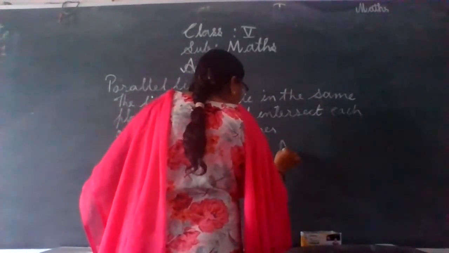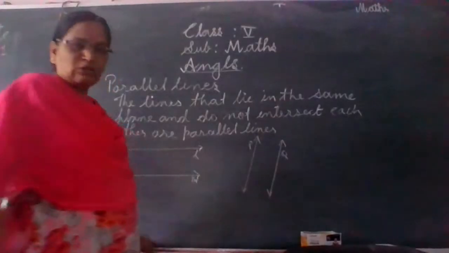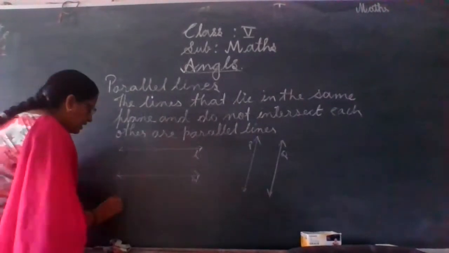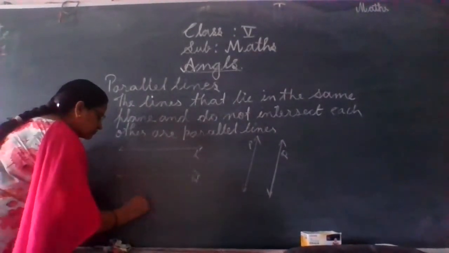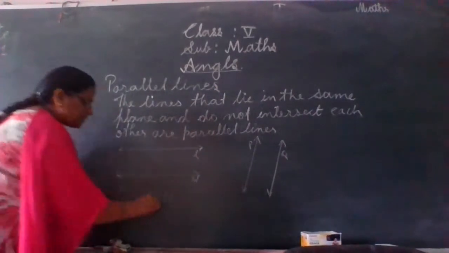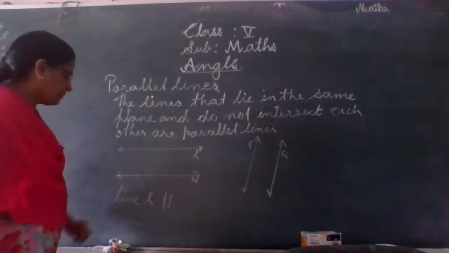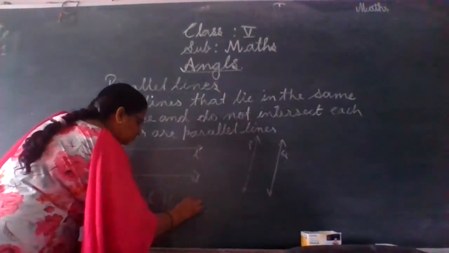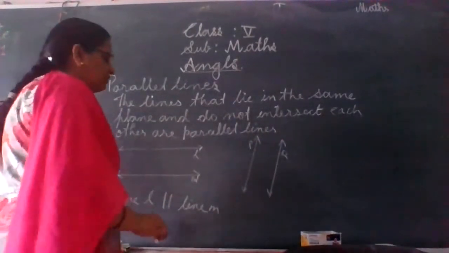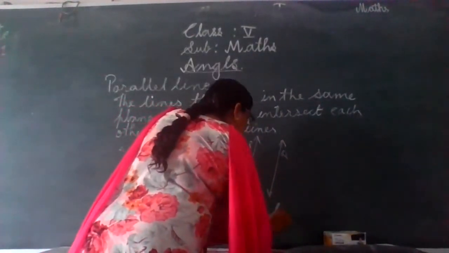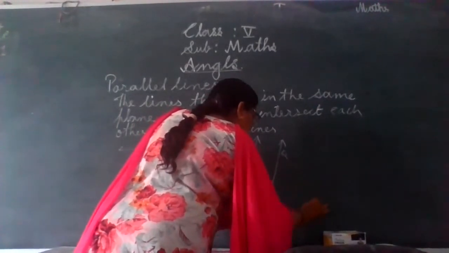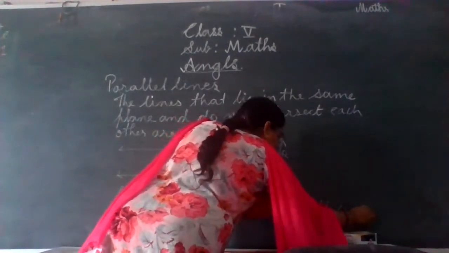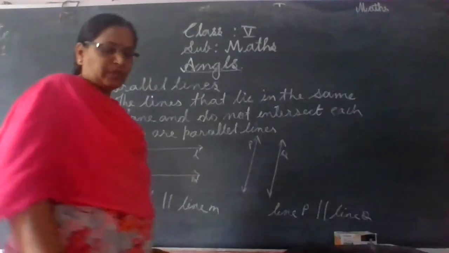So it is line P and it is line Q. So they are also parallel lines. Okay, so how will you write? See, line L parallel to. Now see beta, this symbol shows parallel. Line L is parallel to line M. And here we will write line P parallel to line Q.